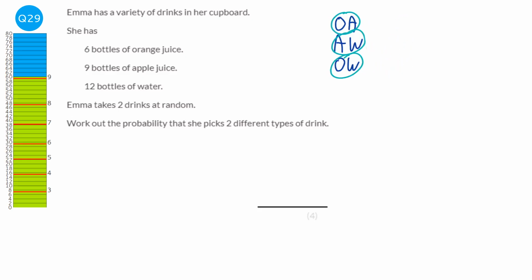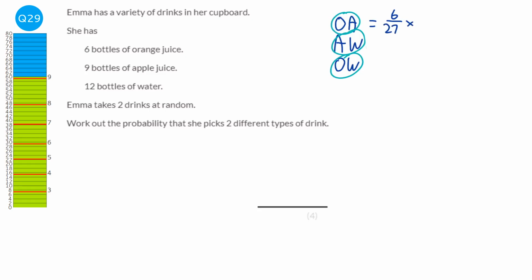To work out the probability of O and then A, so orange juice then apple juice, we work out the fact that the probability of picking orange juice first of all is 6 over 27.